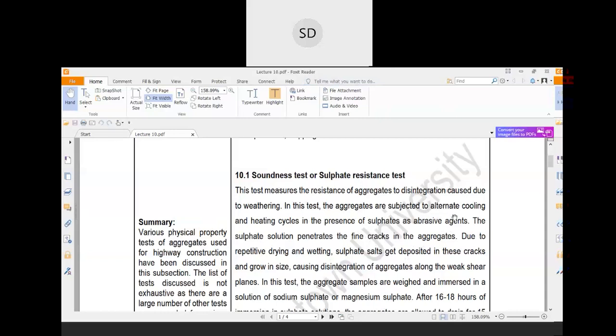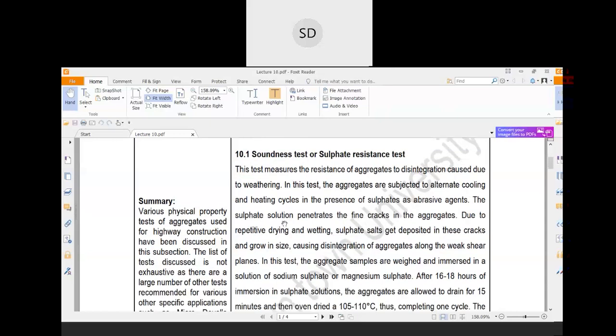Aggregates are subjected to alternate cooling and heating cycles in the presence of sulfate as an abrasive agent. You put the aggregate in a closed container, and it is affected by alternate cooling and heating cycles: first heating, then cooling, then heating and cooling again, like that. All this happens in the presence of sulfate as an abrasive agent. Abrasive agent means that the sulfate will degenerate the aggregate particles.